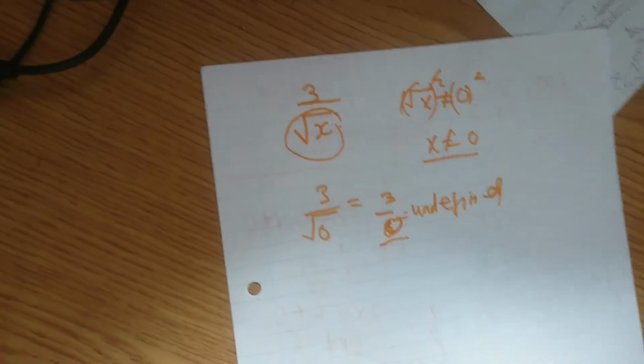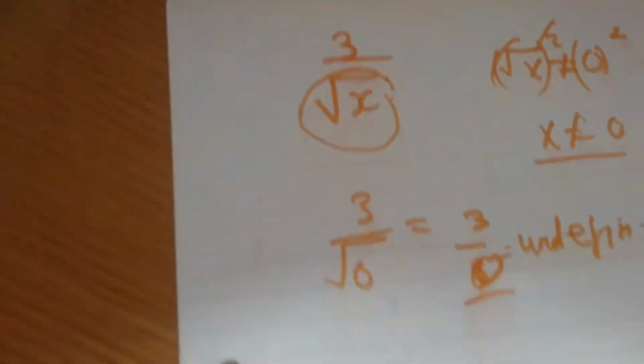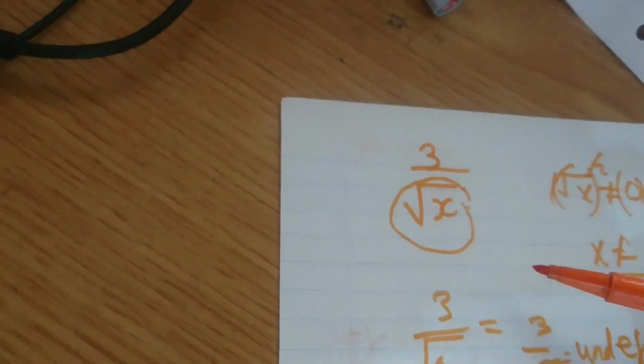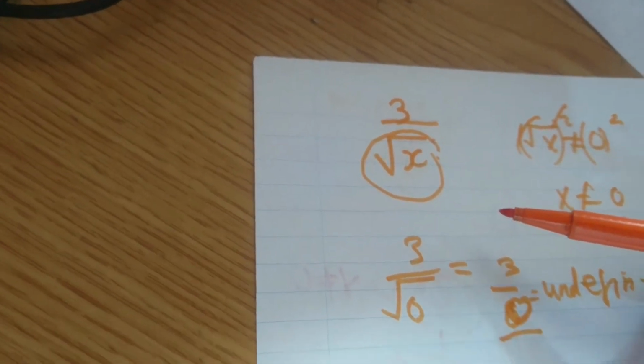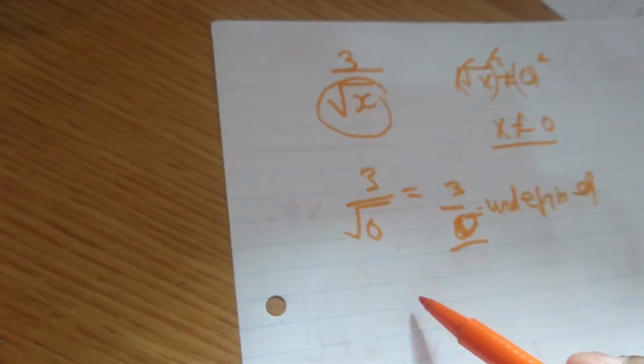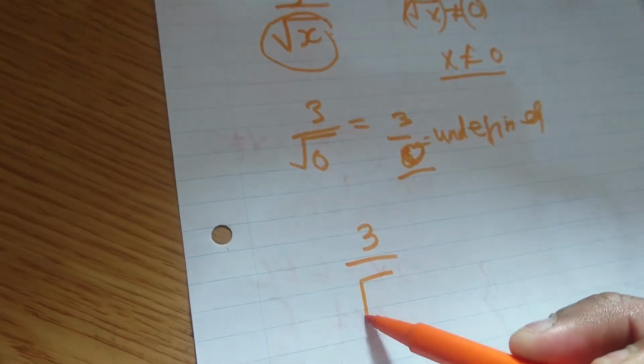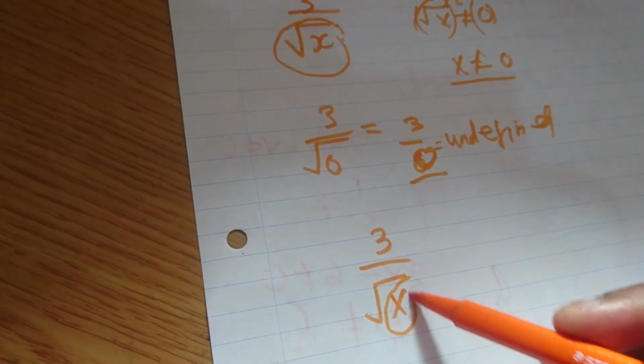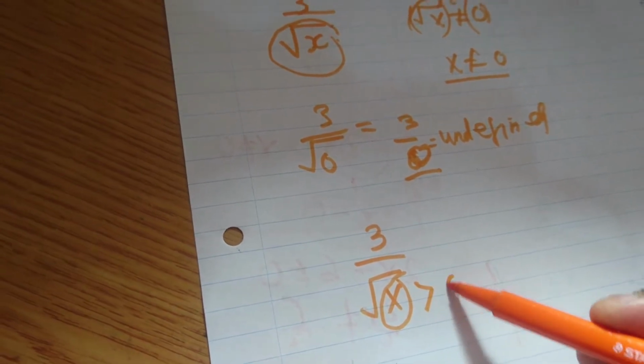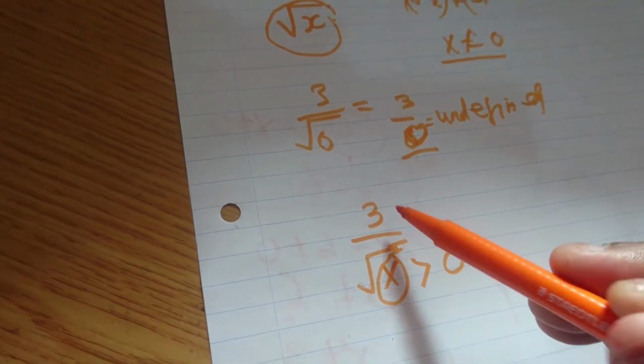But the main one is when the root is at the denominator. Look, you have 3 over square root of x. This number here must be greater than 0, whatever is in the root. Okay, I'll say it again.